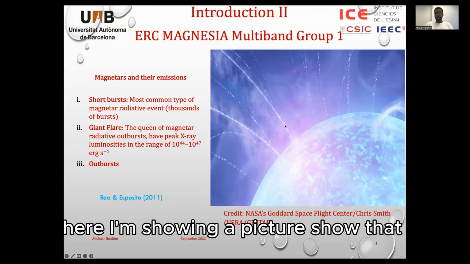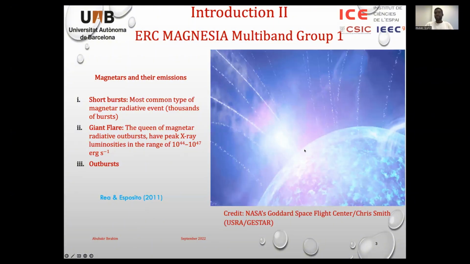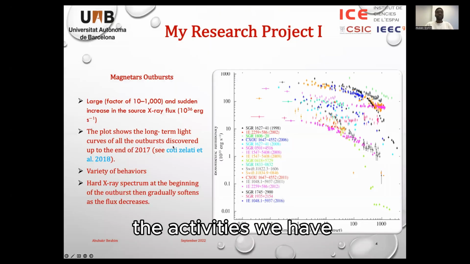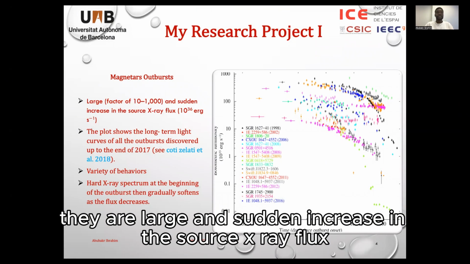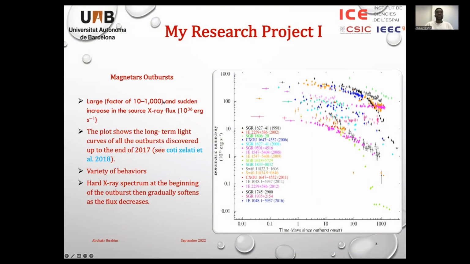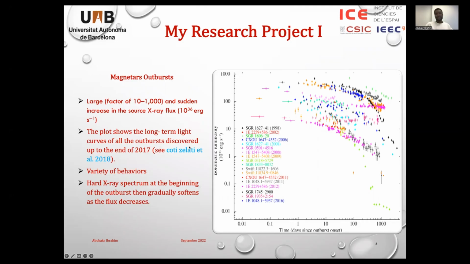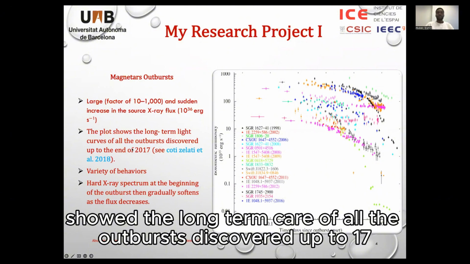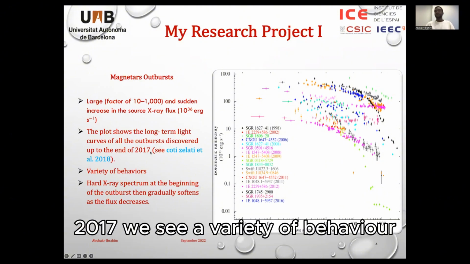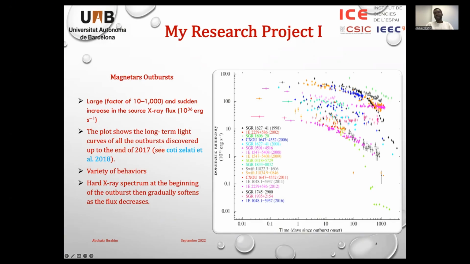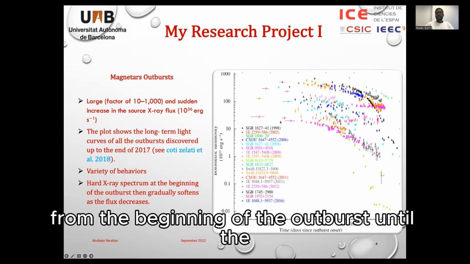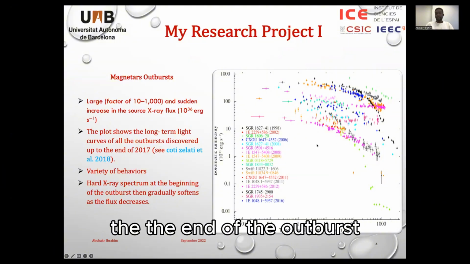Here I'm showing a picture that is an artistic view of their activities. We have magnetar outbursts. They are large and sudden increases in the source X-ray flux by a factor of 10 to 1,000. Here I'm showing a plot of all the outbursts up to 2017 from the Coti Zelati paper. The plot shows the long-term light curve of all the outbursts discovered up to 2017. We see a variety of behavior, and also we see a decay of the flux from the beginning of the outburst until the end of the outburst.